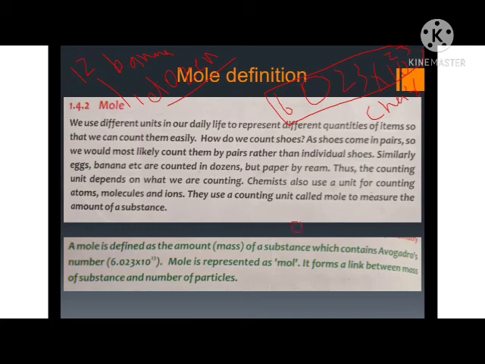Similarly, we use gross, which is equal to 144 particles. If we consider 1 gross of bananas, then it will be equal to 144 bananas. As for atoms, ions, molecules, in which the amount is very large, we use the unit mole.